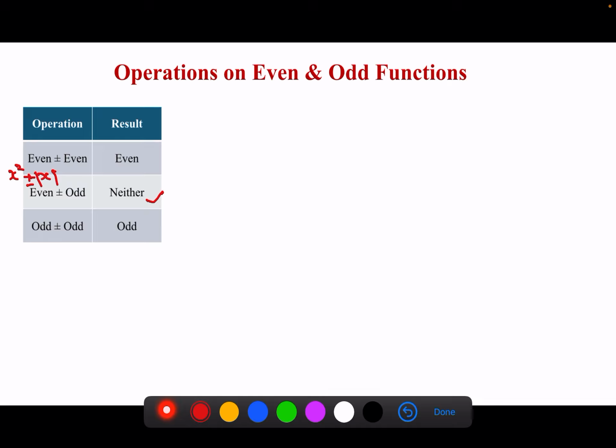Sum or difference of two odd functions is odd. For example, sin x plus x cube. Sin x is an odd function, x cube is an odd function. So the sum sin x plus x cube and the difference sin x minus x cube, both will be odd functions.